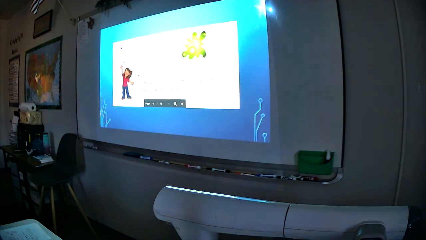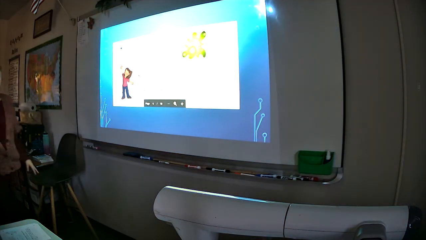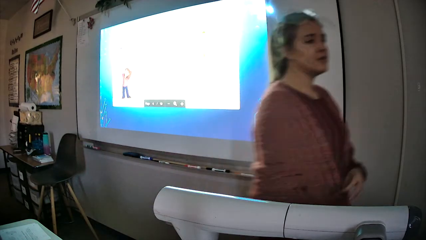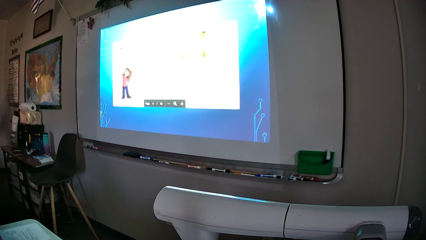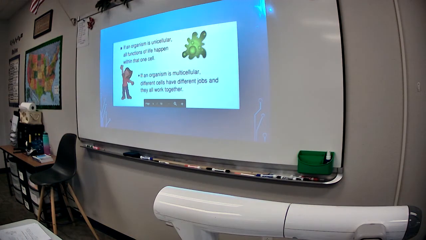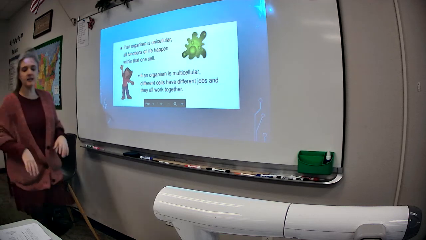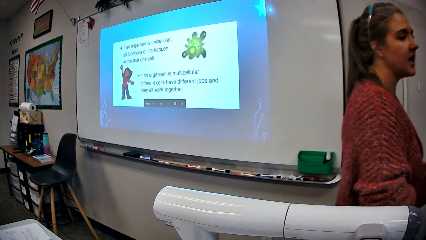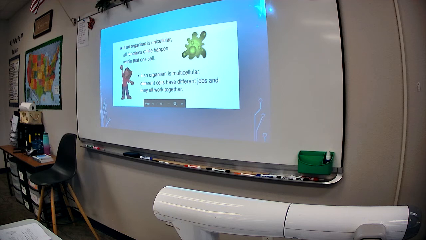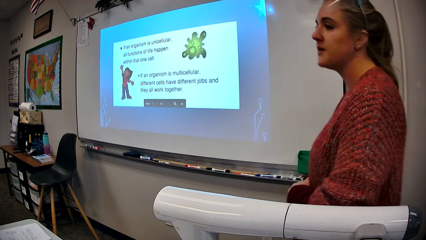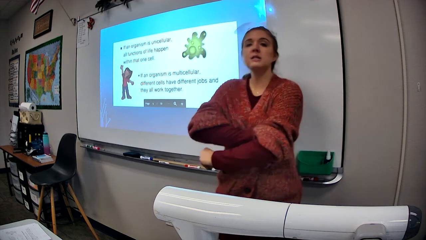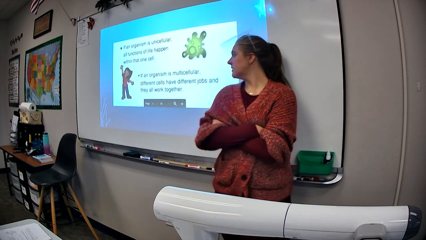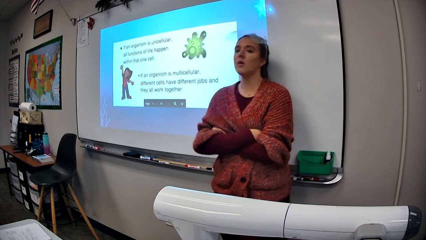So, we just talked about how if an organism is made of one cell, then that one cell performs every single job. That one cell will get all the food that it needs. It will metabolize the food to create energy. It will do everything it needs to get that cell living. It will move if it needs to. It will defeat outside infection, things like that. But if an organism is multicellular, the different cells have different jobs and they all work together.